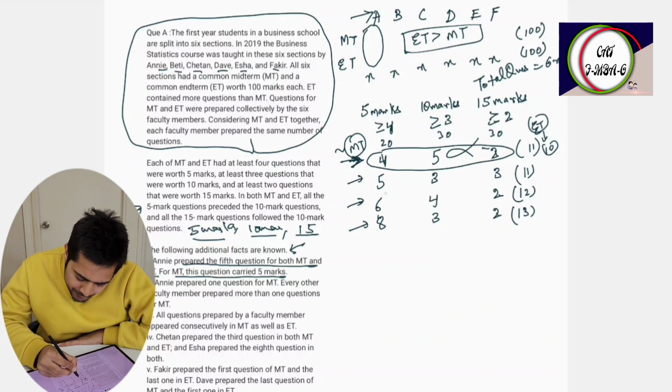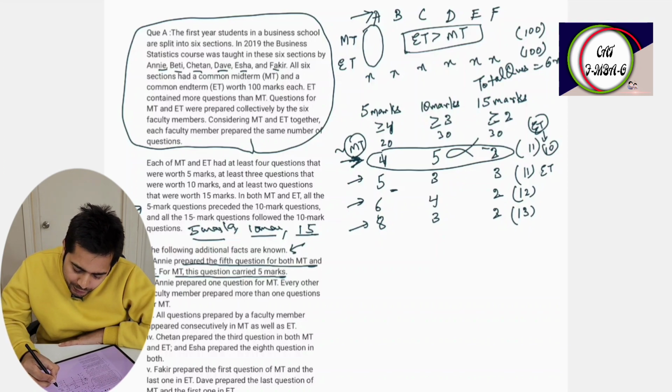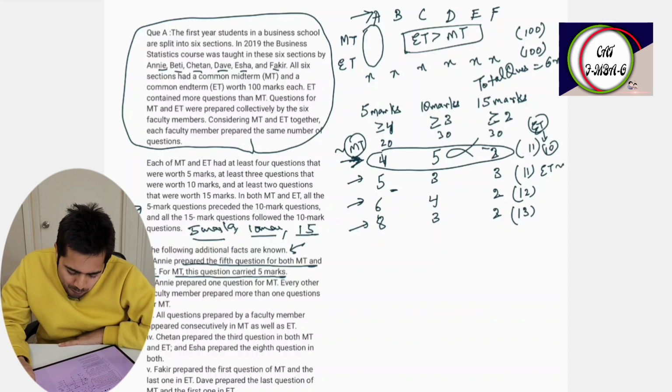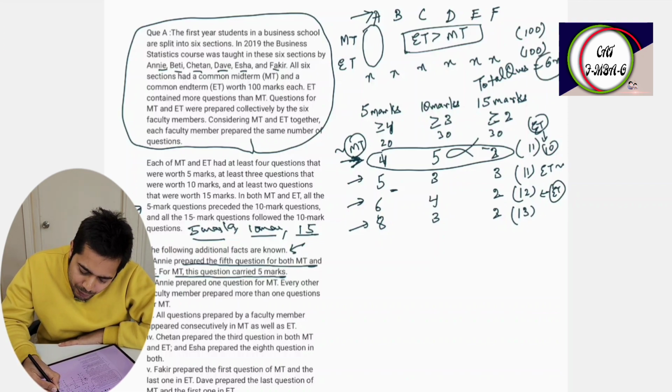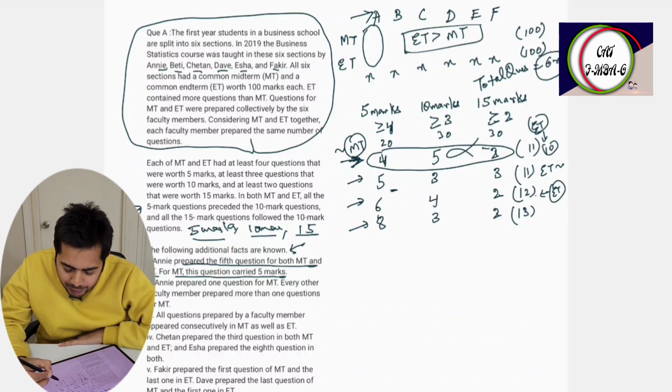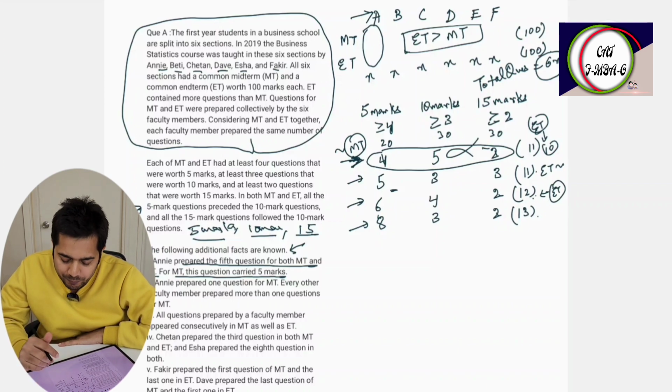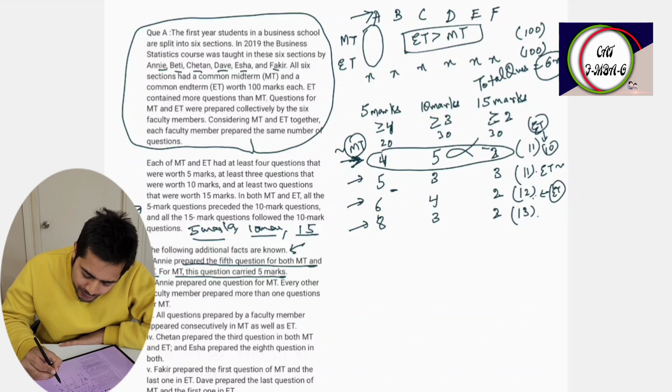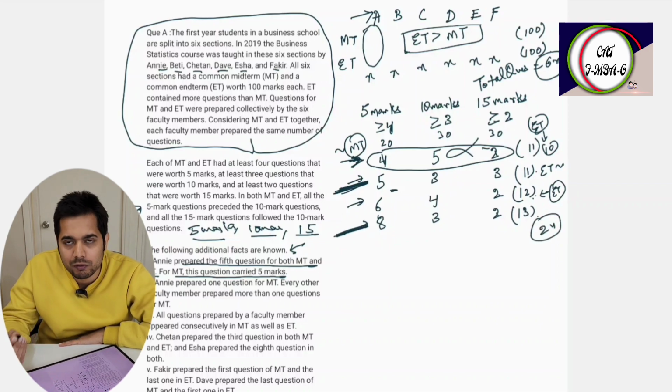Now, can it be ET? If it is ET, is there any point less than it? No. So it cannot be ET. Can this be ET? If this is ET, 12 questions, we have to remember that total questions are a multiple of 6. If it is ET, 12 plus 11 cannot be a multiple of 6. 12 plus 13 cannot be a multiple of 6. So definitely one has to be 11 questions, one has to be 13 questions. Then only total questions will be 24, a multiple of 6.